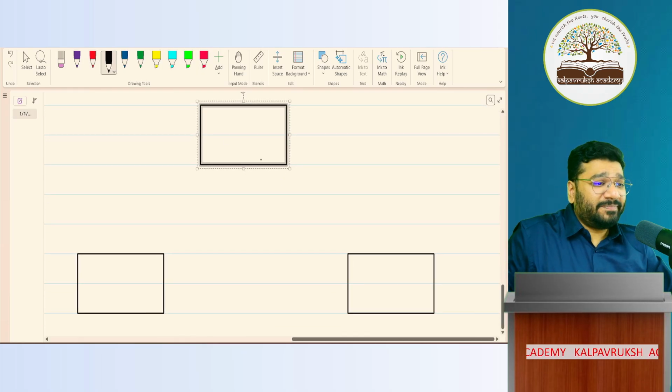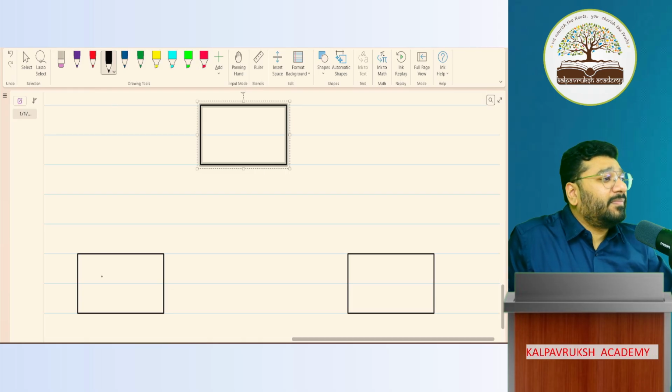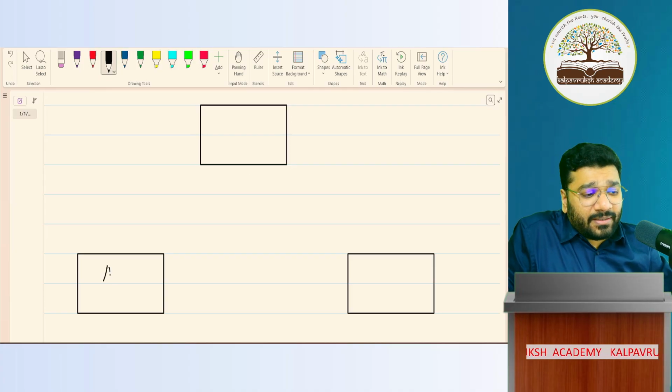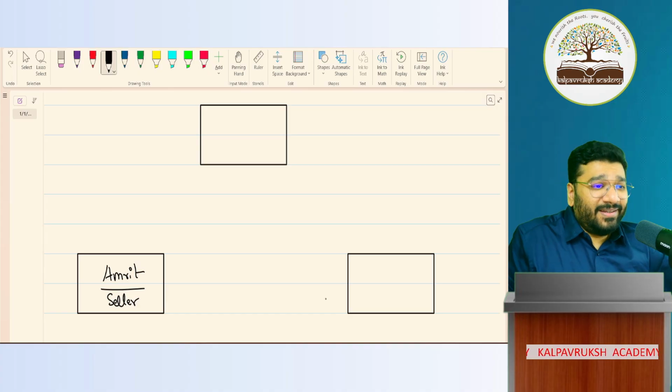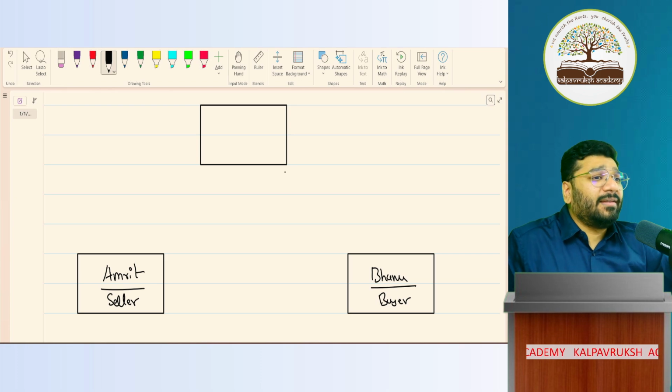Now triangle, okay? Name, seller name. Amrit. அவன் பயத்துல பானு முன்னாடி சொல்லிட்டான். Buyer, Bhanu. Who's the third party of this triangle? Bank.